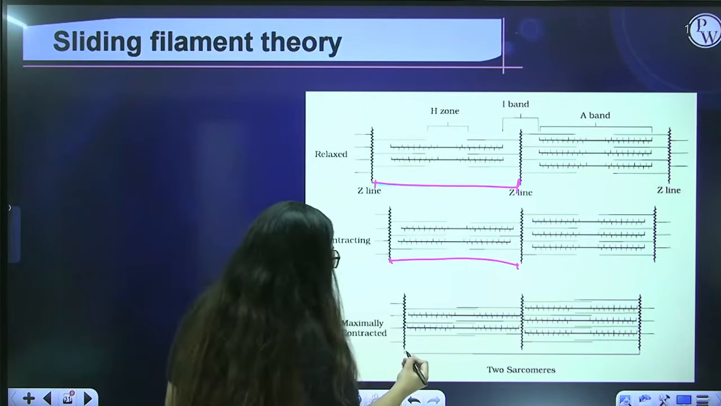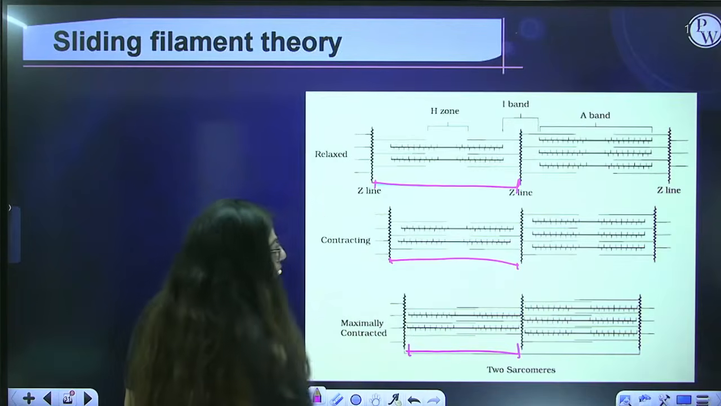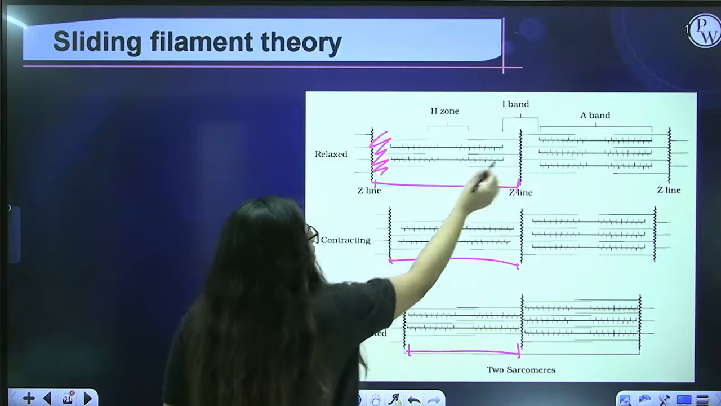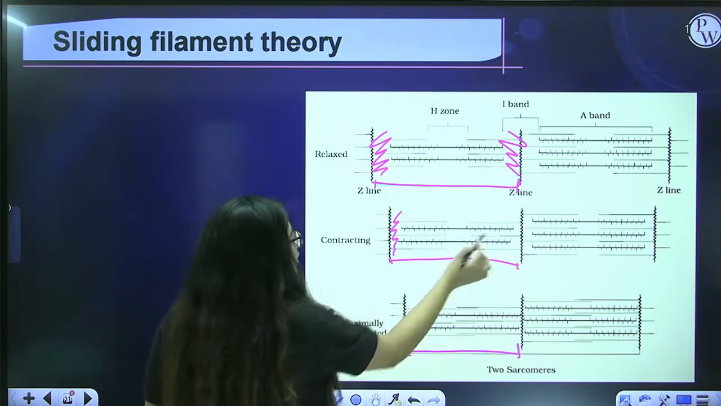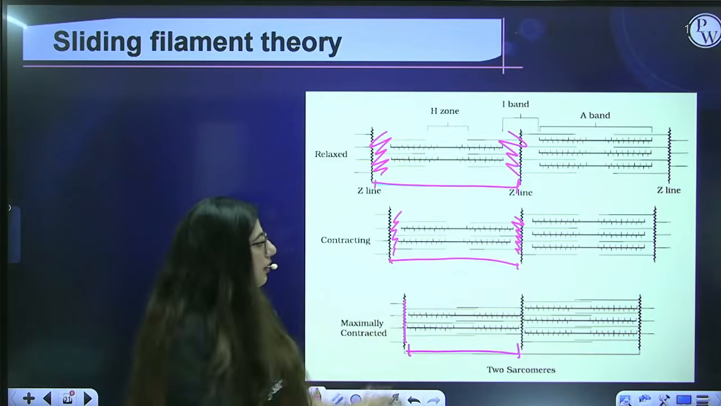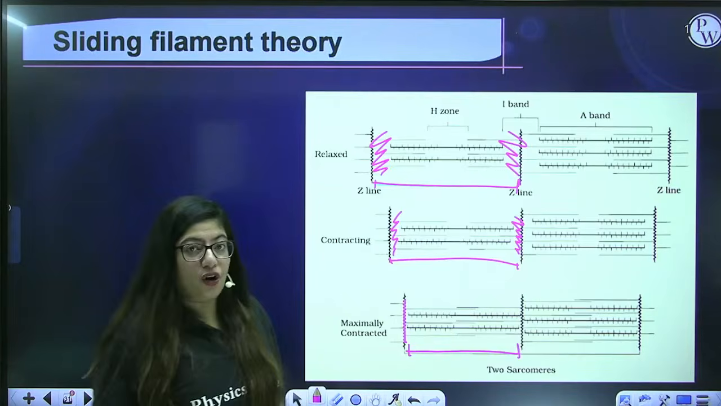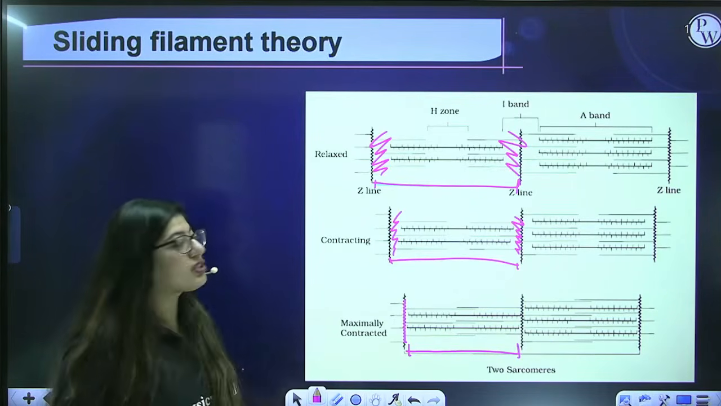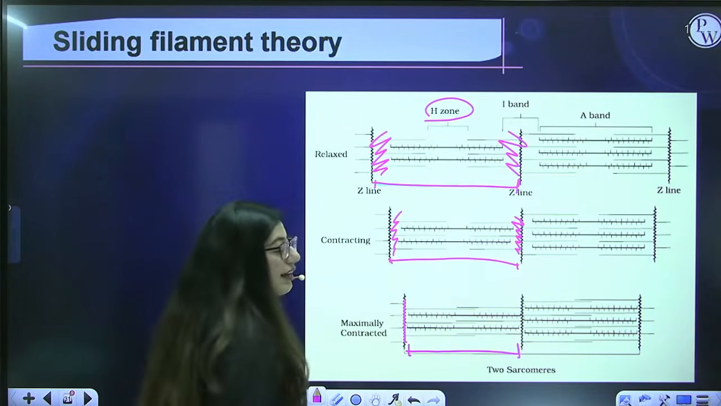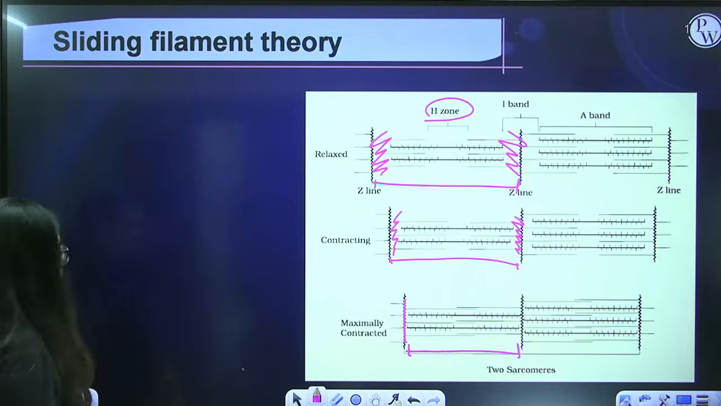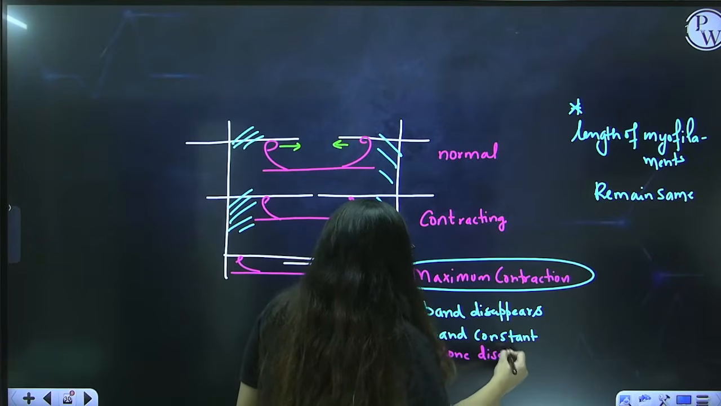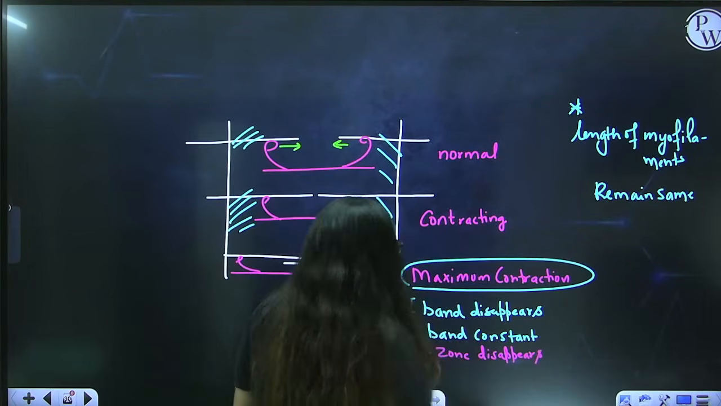Okay, so in the maximum contracted state, the width of the sarcomere has reduced as much as it can. Also, you can see I band is present here, here, and here, but the size has been reduced, and here no I band is present, but A band remains constant in all the places. Also, during maximum contraction, you can notice one more thing. H zone is visible over here. Here H zone has been reduced, but here H zone also disappears. So we can also write this point that during maximum contraction, H zone disappears.